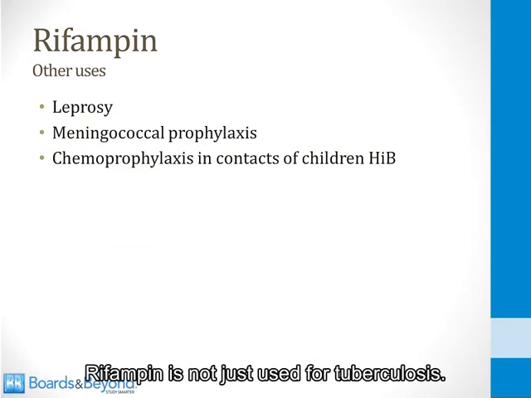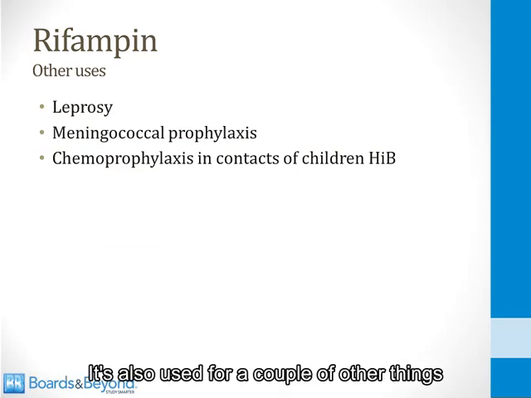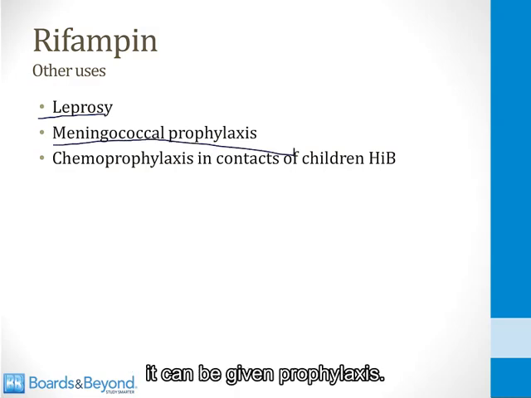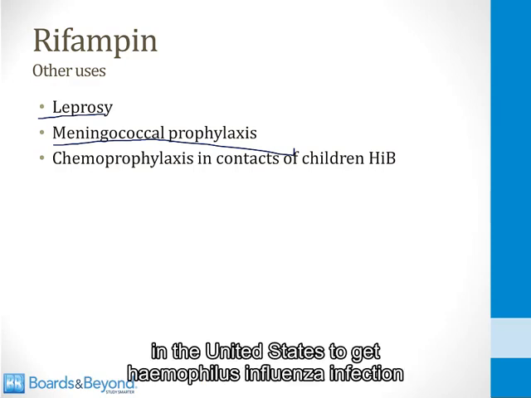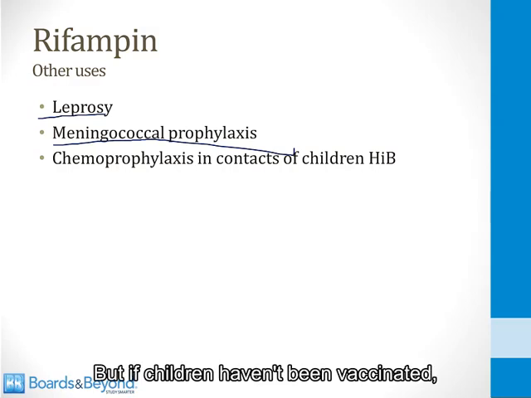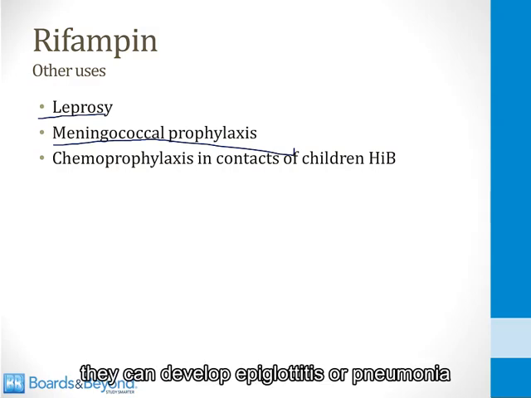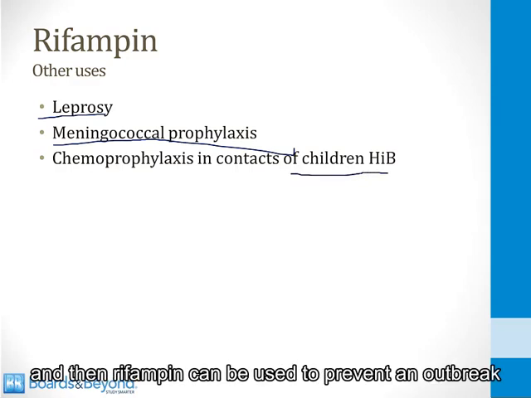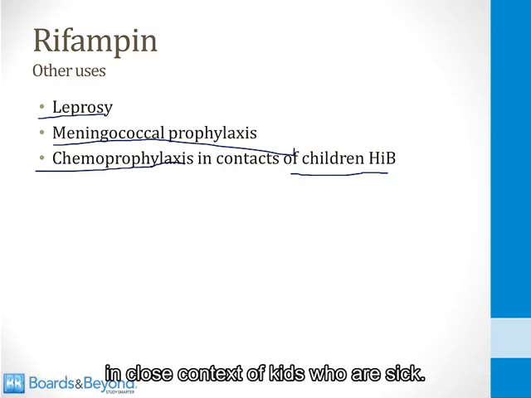And then rifampin is not just used for tuberculosis, it's also used for a couple other things you should know about. It's given to treat leprosy. If there's a meningitis outbreak, for example, in a college dorm, it can be given for prophylaxis. And then it's very uncommon for children in the United States to get Haemophilus influenzae infection because of vaccines. But if children haven't been vaccinated, they can develop epiglottitis or pneumonia or meningitis from Haemophilus influenzae. And then rifampin can be used to prevent an outbreak in close contacts of kids who are sick.